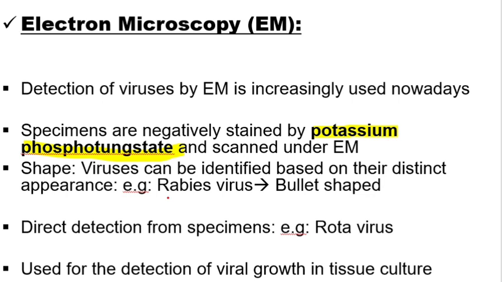Through this method, for example, rabies virus has a bullet shape, rotavirus has a cartwheel-shaped structure, and adenovirus has a space vehicle-shaped structure. So we can make out these different types of shapes.